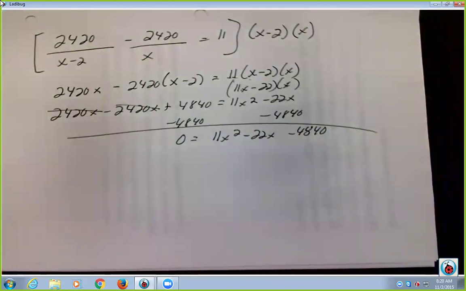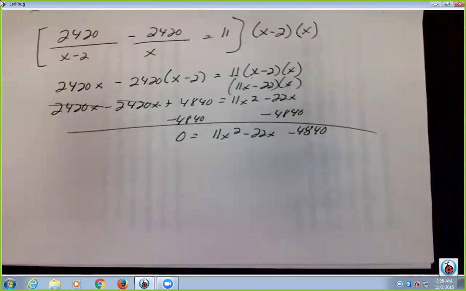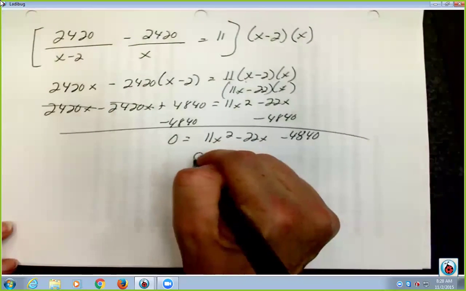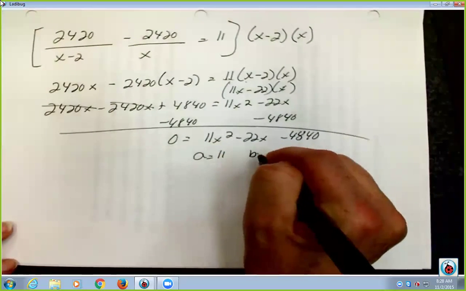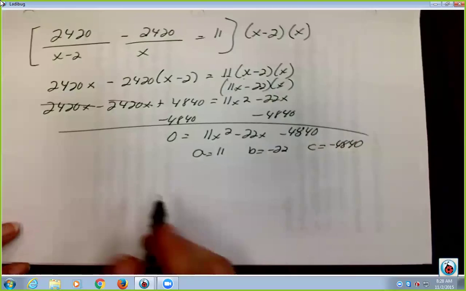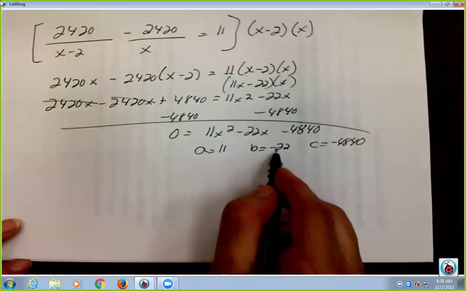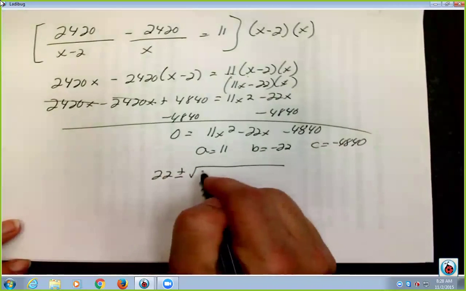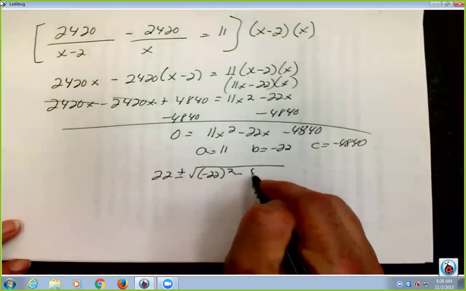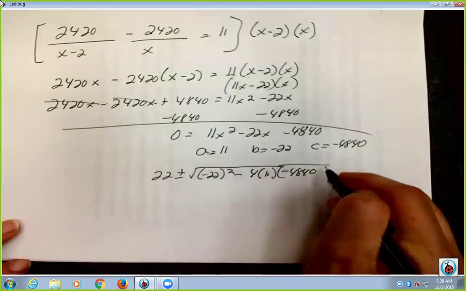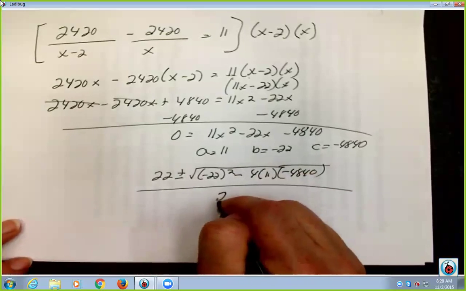Basically cleaning out denominators and getting rid of them. So I could look at that and say, can I factor it? Oh, I don't know whether I could or not. So let's just use our quadratic formula. A equals 11, B equals a negative 22, C equals a negative 4,840. And just plug them all in. So a negative B, so I'm going to have a positive 22. Under here, I'm going to square B minus 4 times A times C, all over 2 times A.